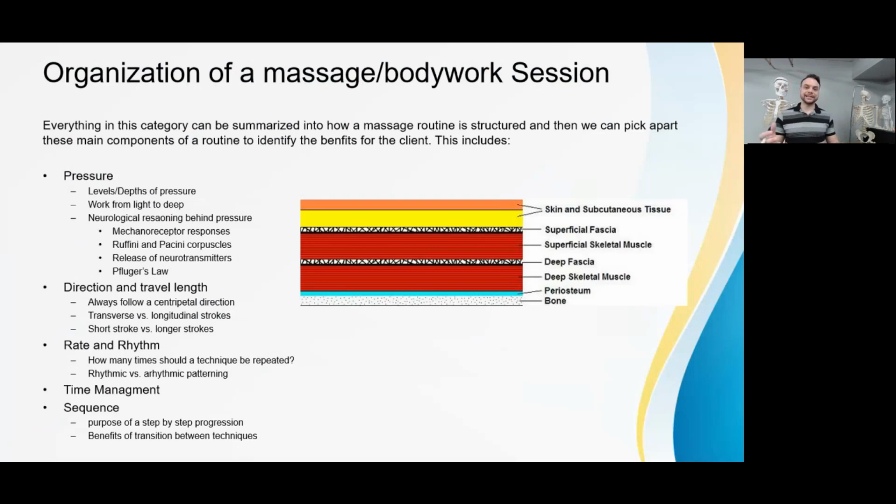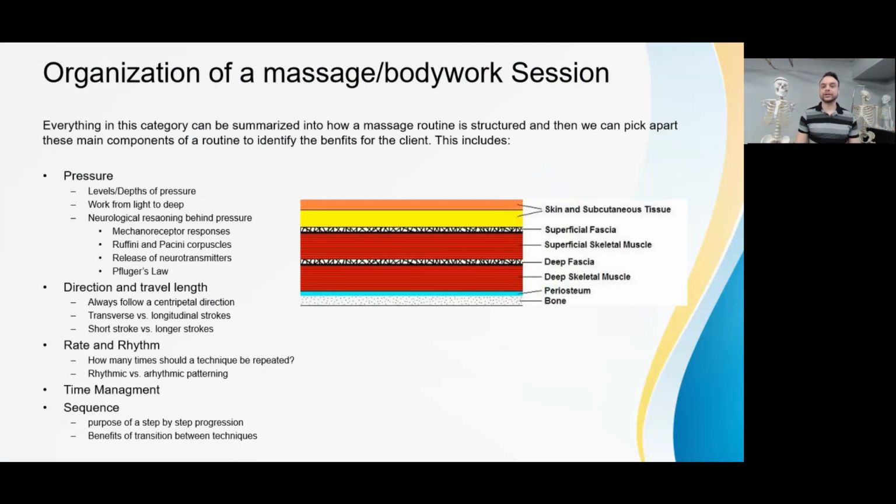Your pressure could never exceed bone deep pressure, which obviously would be pretty vigorous on most clients. And then depending on the area, could require a lot of pressure and force to actually reach that level. So first, let's take another concept of pressure, which is the procedure of pressure.